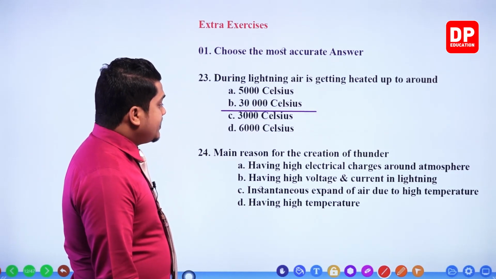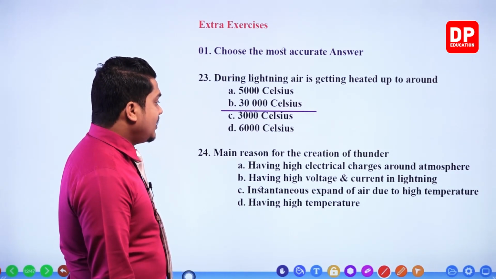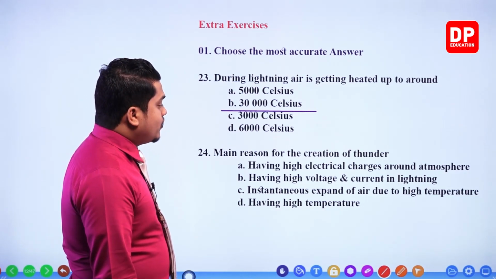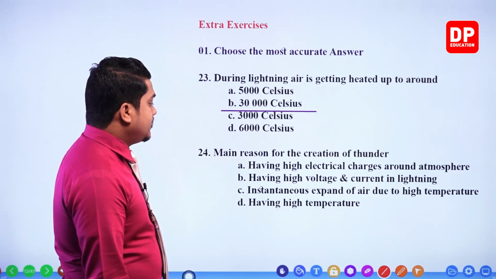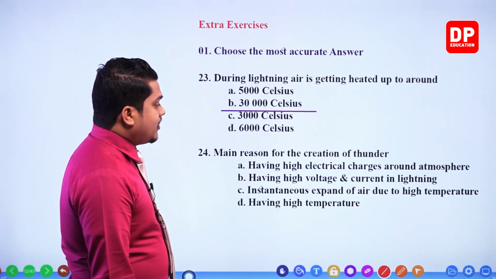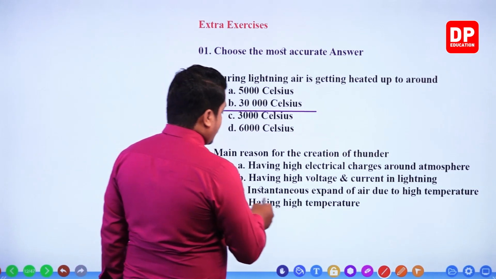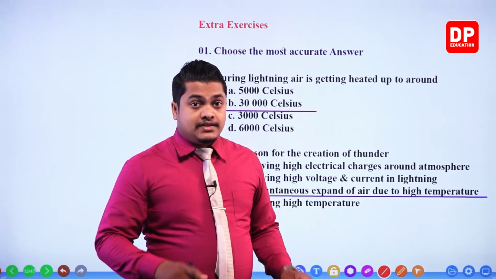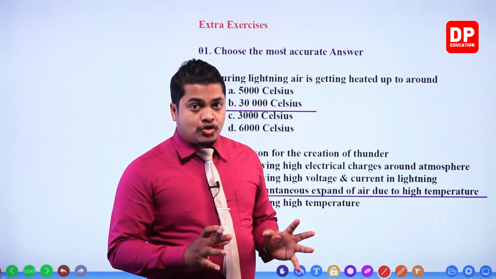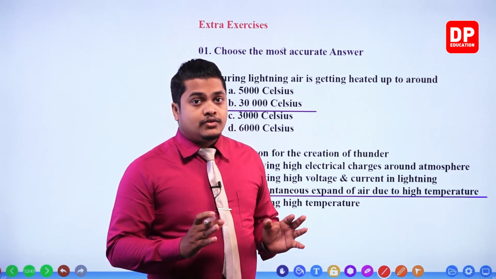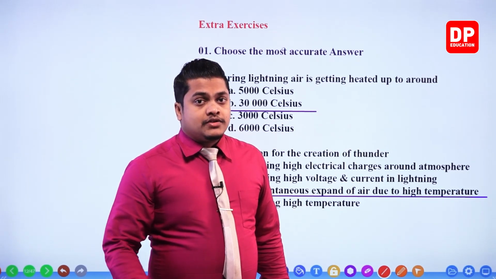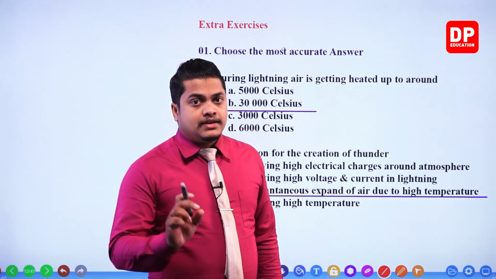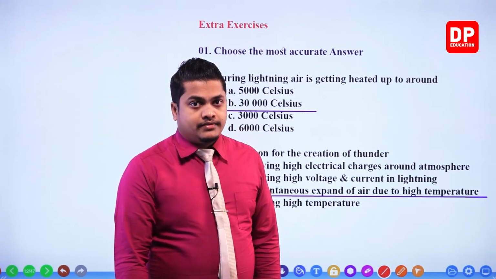Next one. Main reason for the creation of thunder: high electrical charges around the atmosphere, high voltage and current in lightning, or instantaneous expansion of air due to high temperature. Yes, my dear children, this should be the answer. Because of the expansion of air particles instantaneously, a heavy shock wave called thunder is going to occur. So instantaneous expansion of the heated air particles is the main reason for the creation of thunder.